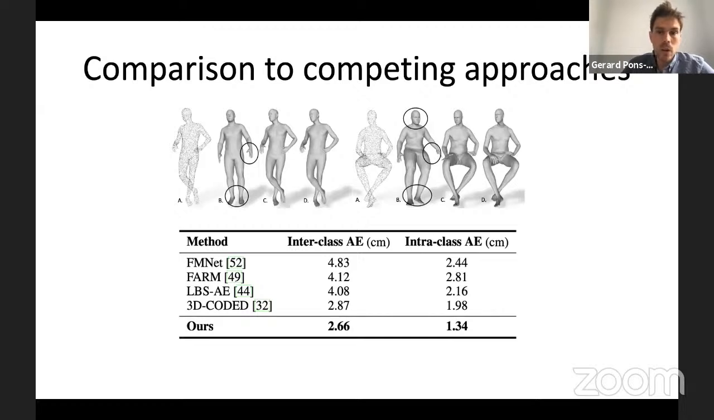So we compare to other models, especially models that don't use a parametric model as the forward model. They just learn everything to deform the vertices and so on. This is called 3D-CODED. And we perform significantly better. That's because the parametric model also produces really useful constraints. It knows how a human body should look like.